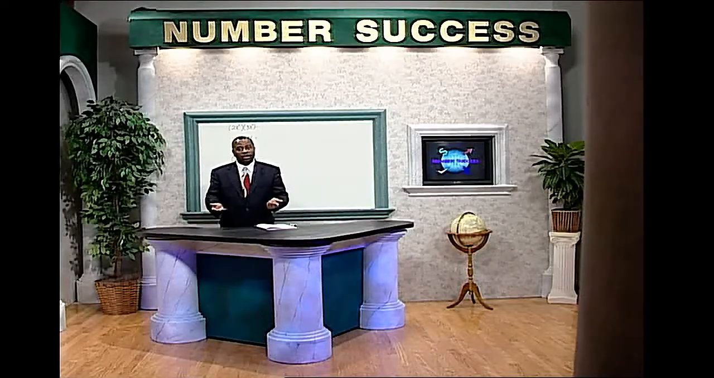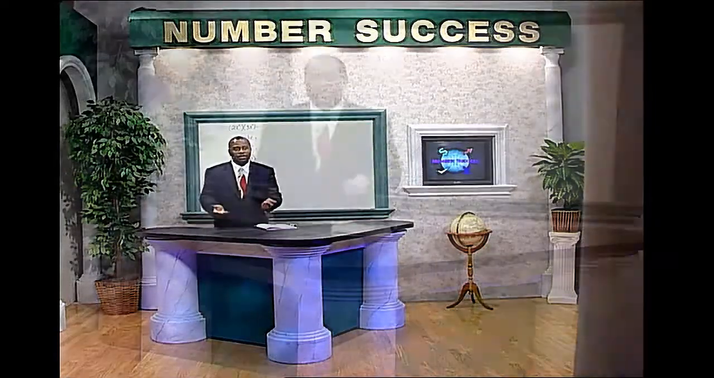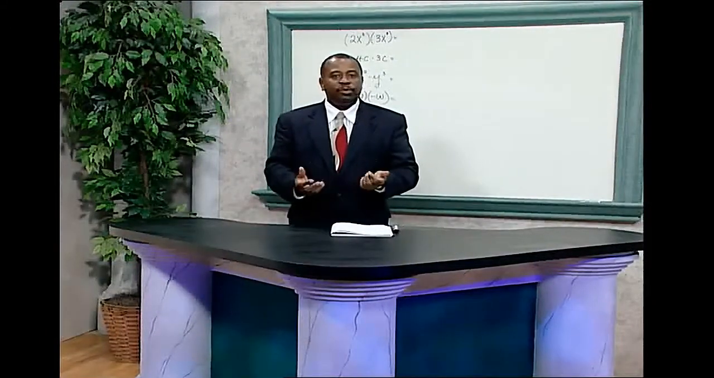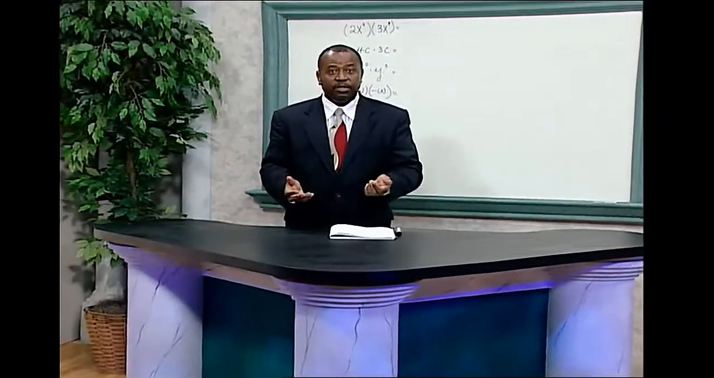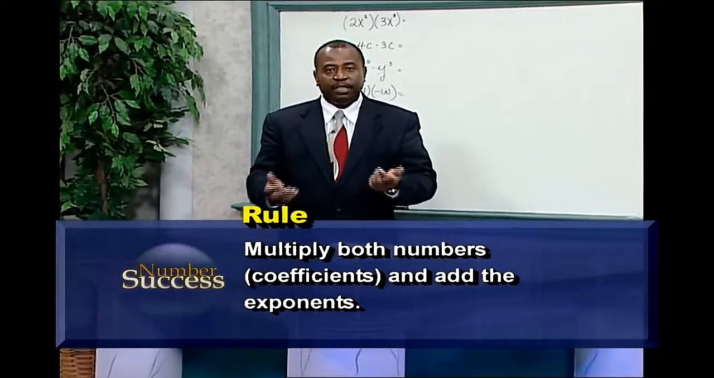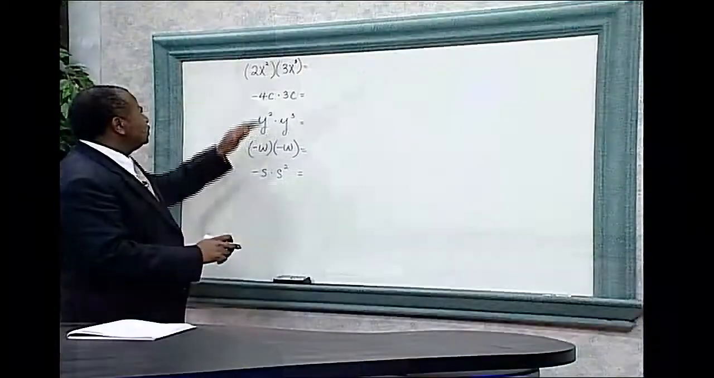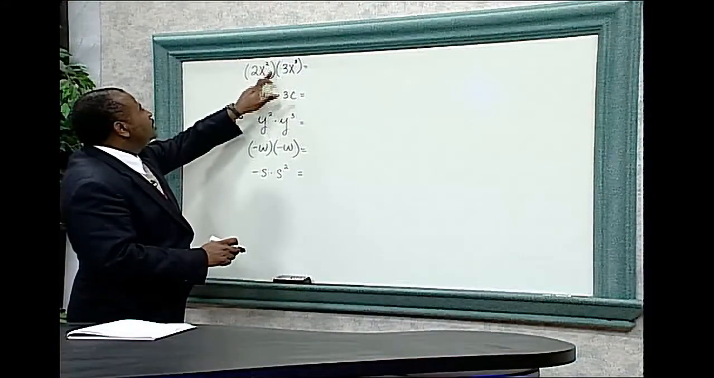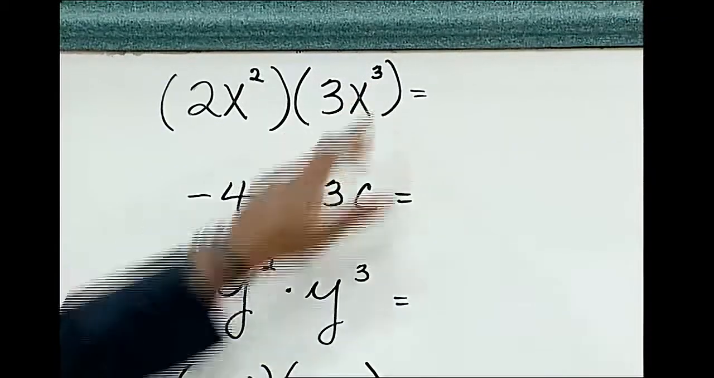Multiplying algebraic terms by algebraic terms. Rule for multiplying algebraic terms by algebraic terms: multiply both numbers, the coefficients, and add the exponents. Example 1: 2x to the second power times 3x to the third power.